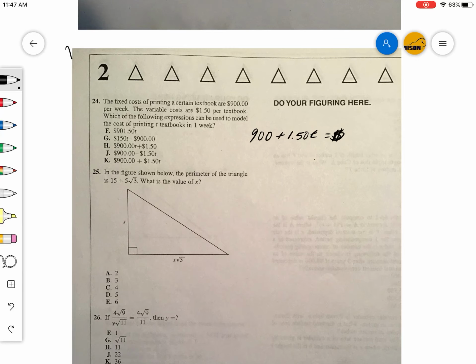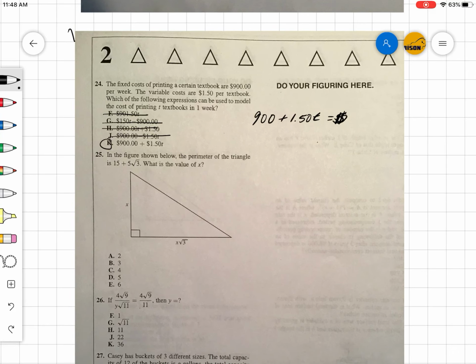All right. So let's look over on our options and see if that's over there, or something at least close to that. Definitely not F. That looks stupid. G says 150T minus 900. Okay. That's kind of close, but not really it. So I'm going to mark it out. H says 900 plus 900T plus 150. All right, they got their T in the wrong spot. J says 900 minus 150T. Nah. But K says 900 plus 150T. So we've got our answer.